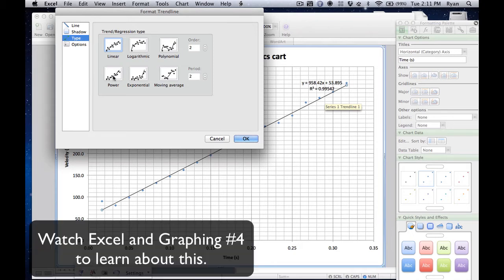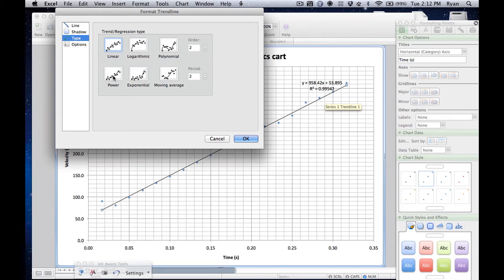In the next video, the 4th video, I'm going to talk about how you can make your relationship fit a linear graph. The second one is power. Power fits to what's called a power curve, and a power curve will tell you what kind of relationship you have between the variables. For example, if y is proportional to 1 over x, it will give you an exponent of -1.